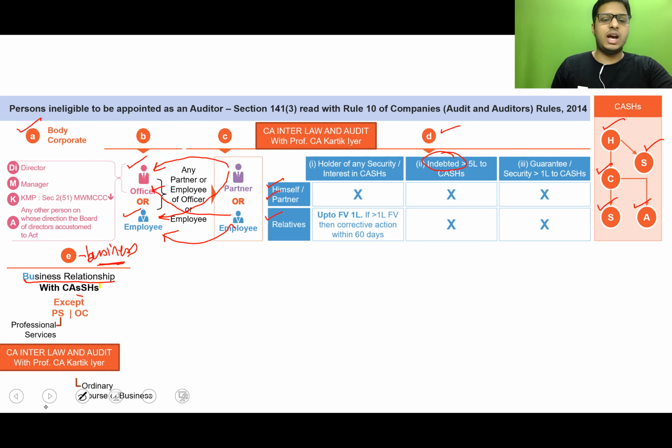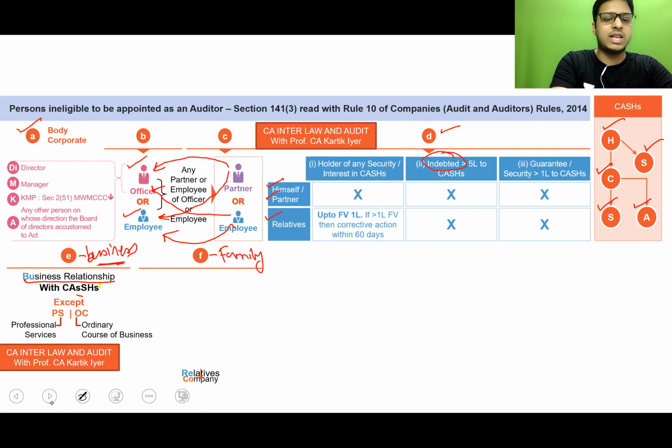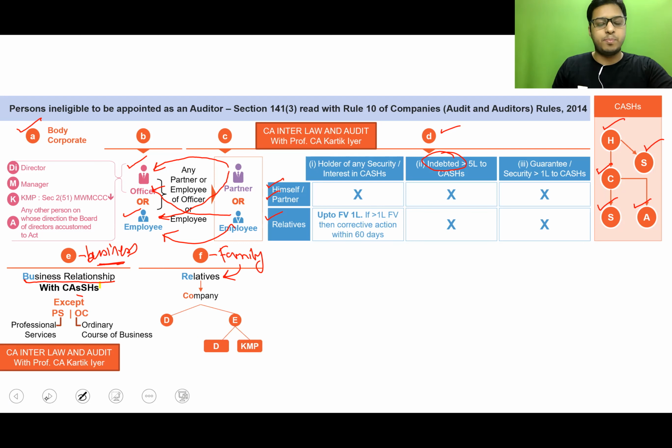Then after this, we have the next point, that is clause F. Now, what do you understand by clause F? With F, you will remember the word family. With family, you remember one more word, and that is relatives. So any relatives who are there in the company as a director or as an employee, also as a director or a KMP, I am not allowed to become an auditor.